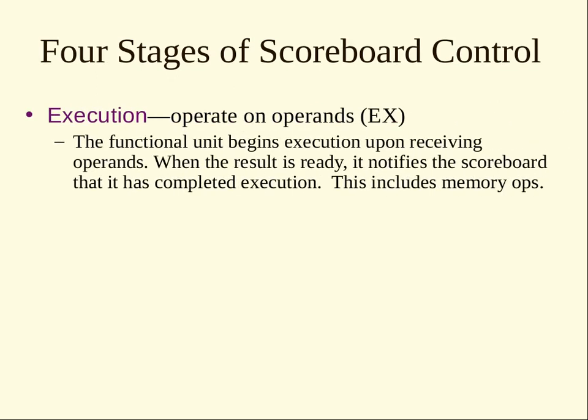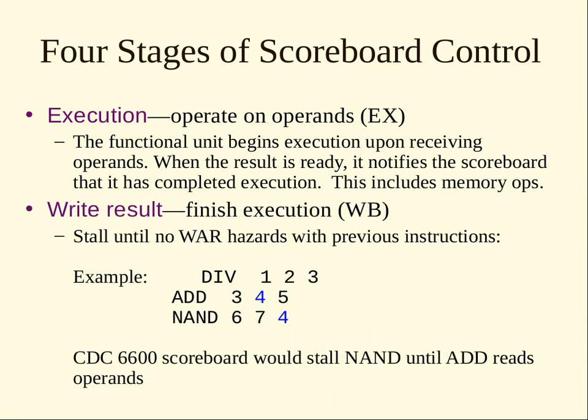All right, so the execute: once you have confirmed that there are no hazards, you can go ahead and dispatch it to the execute. The execute, of course, is going to grab the information. The information is correct because there are no hazards. And then when it's ready, it'll notify the scoreboard. This also includes memory operations.